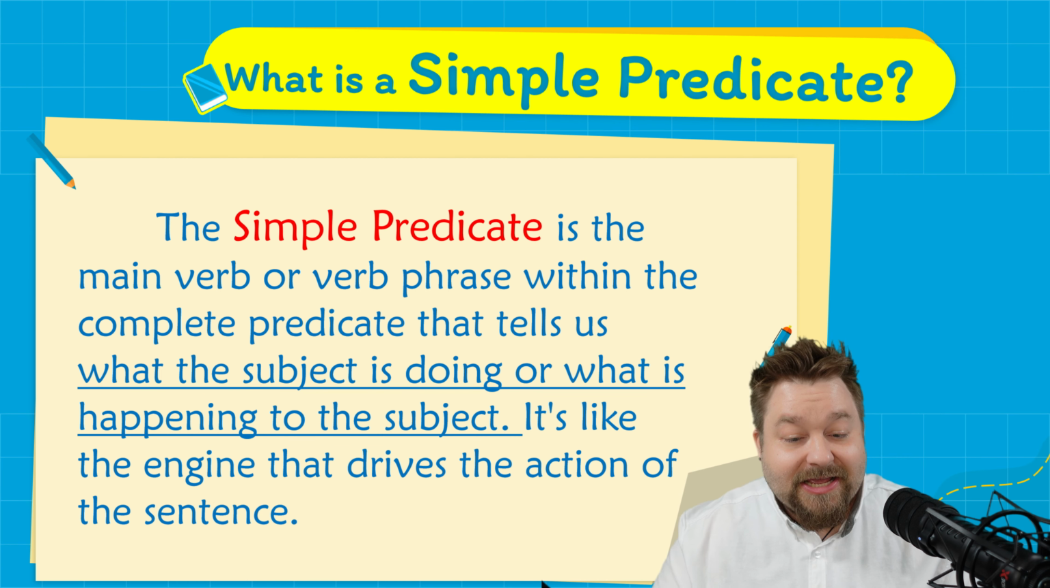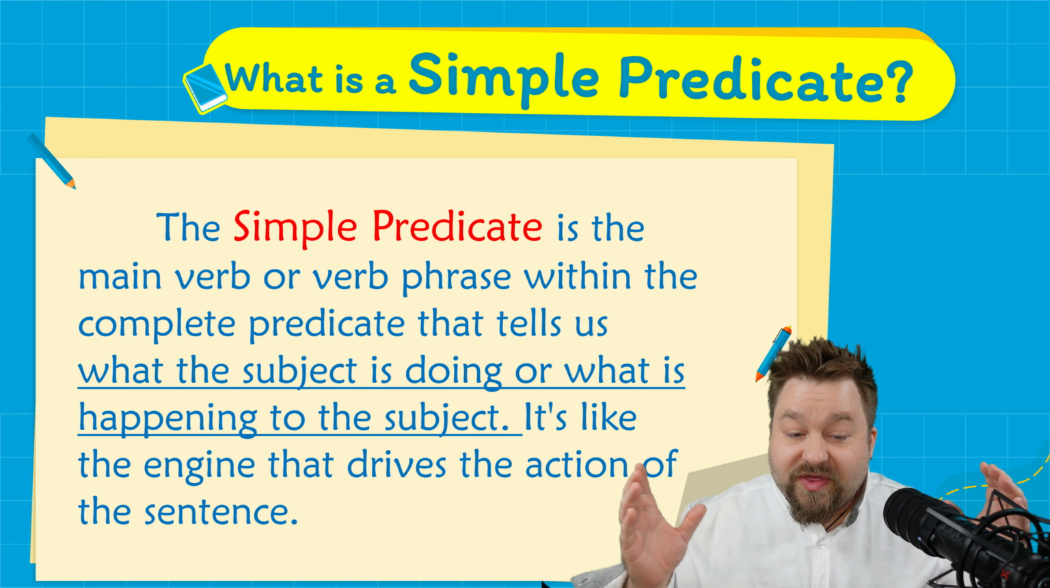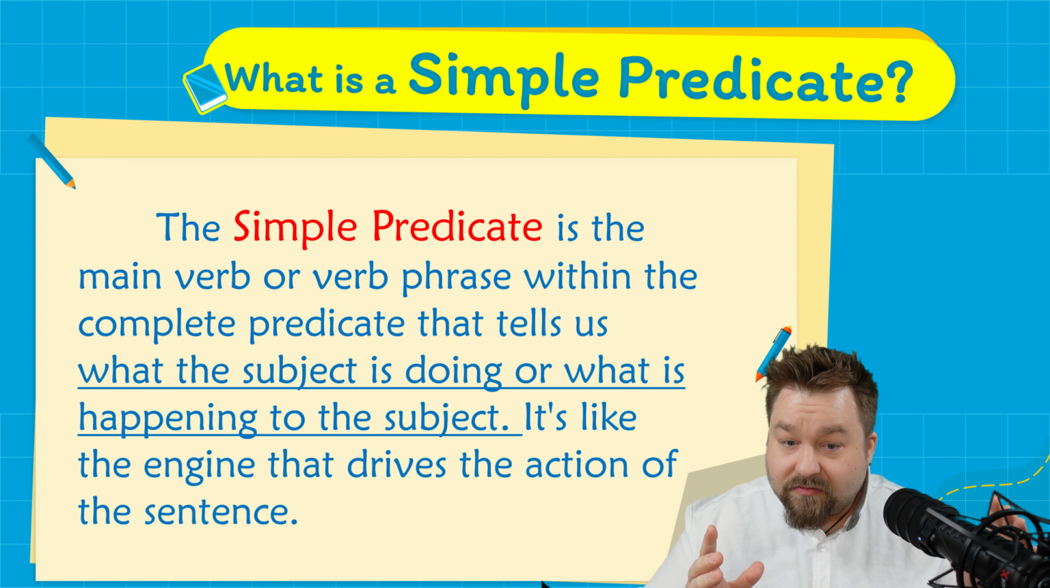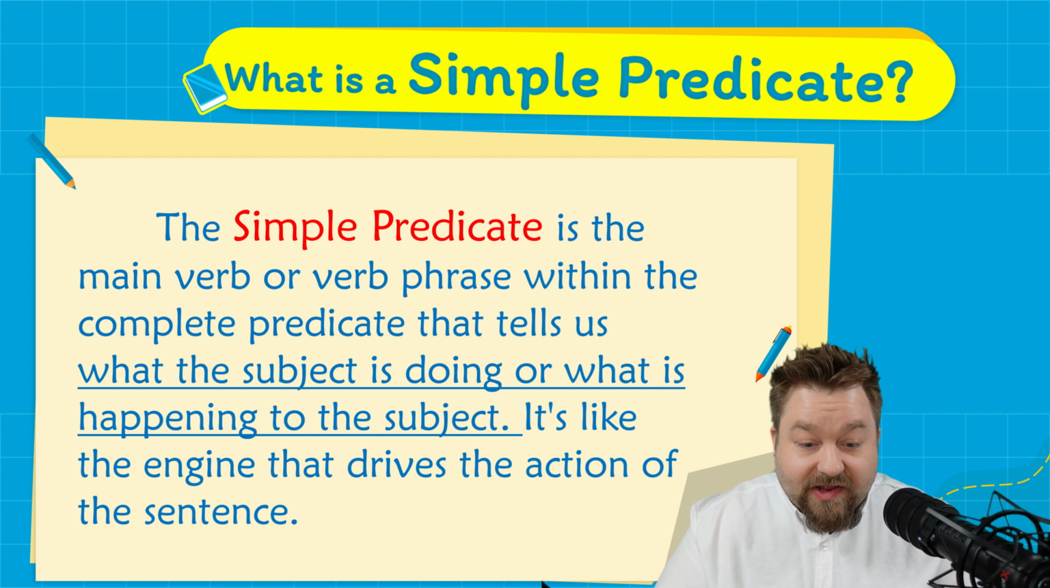To get started, let's read this part about what it is, because I can't remember all of it. I know what it is, but I can't remember all of this, so let's read it together. The simple predicate is the main verb or verb phrase within the complete predicate that tells us what the subject is doing or what is happening to the subject. See why I couldn't remember it?